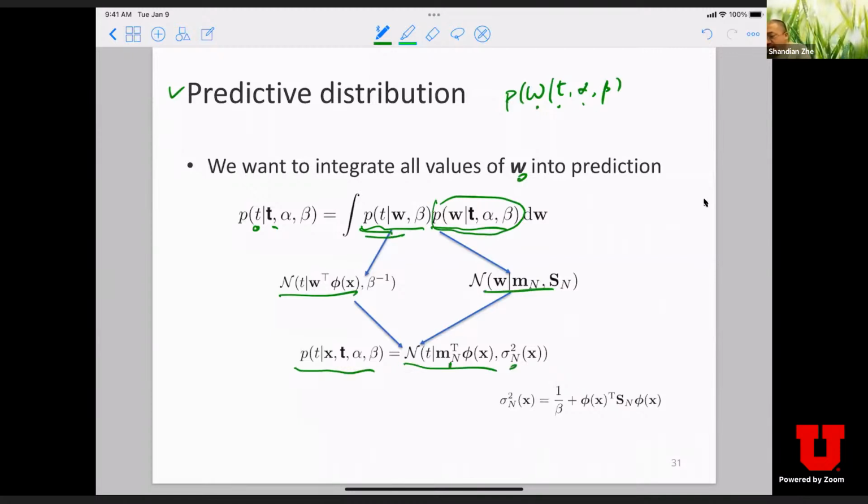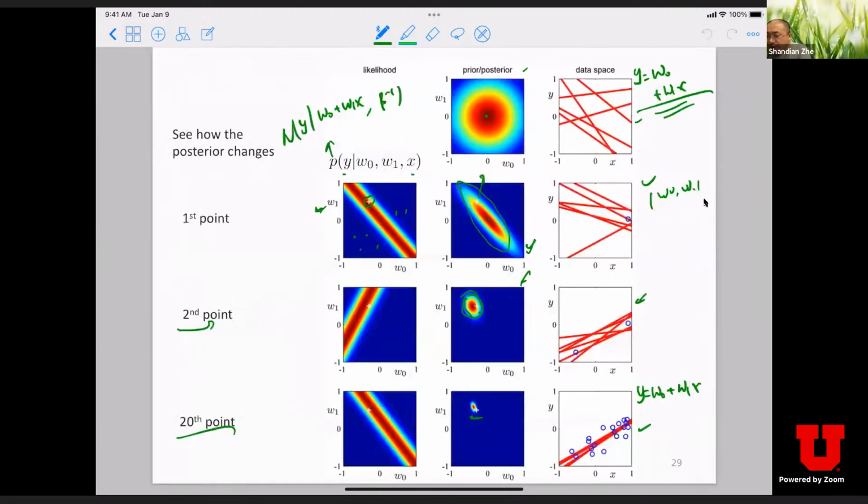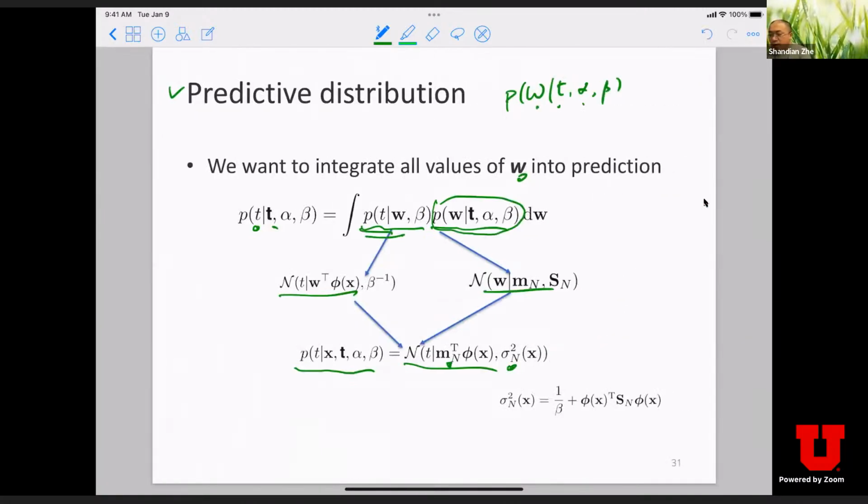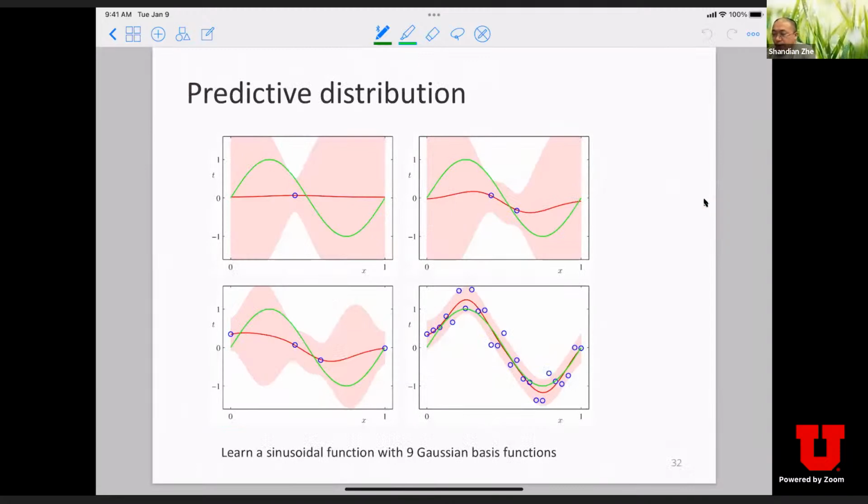The mean is Mn, the same as we defined before, and the variance is computed in this way. Again, I'm not going to show how this is derived. It's pretty straightforward if you use the completing the square approach we discussed before. So now I want to observe how the predictive distribution varies along with more and more training data.